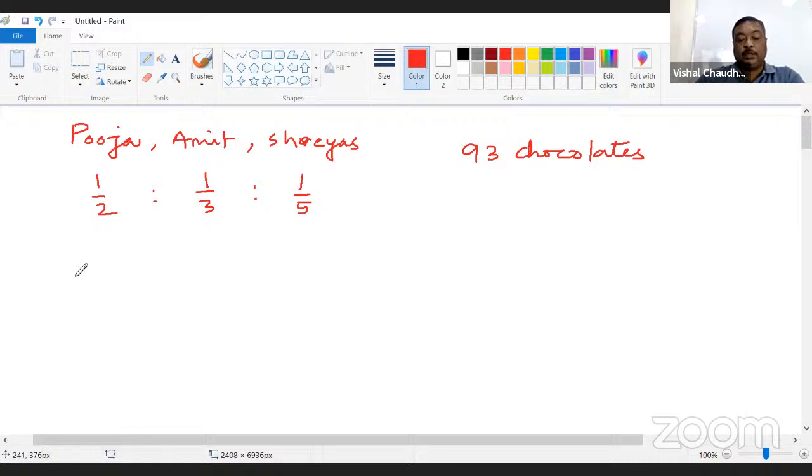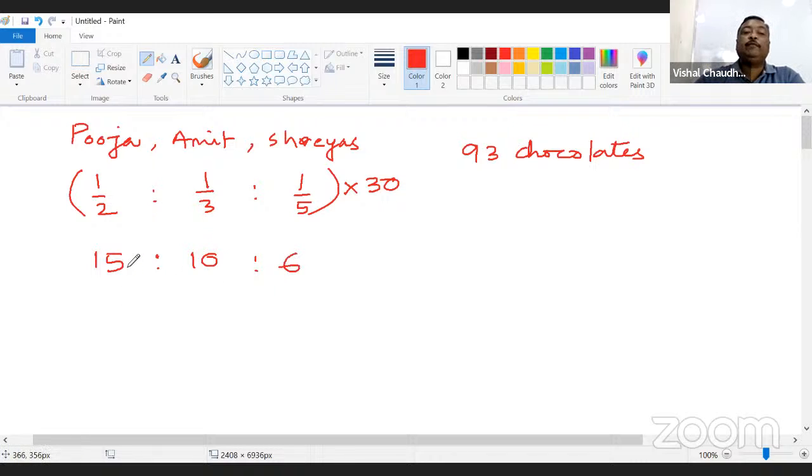we have to convert them into natural numbers. Now, how to do that? So what we do here is multiply all the ratios with LCM of denominators. So LCM of 2, 3, and 5, since all are prime numbers, it will be product. So what I will do is 5 into 3, 15 into 2, 30. I will multiply by 30. So 1 by 2 into 30, it gives you 15. 1 by 3 into 30, it gives you 10. And 1 by 5 into 30, it gives you 6.